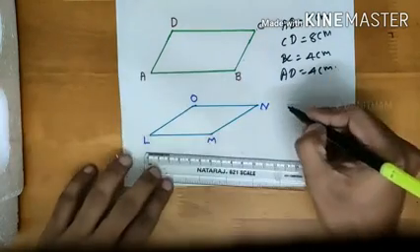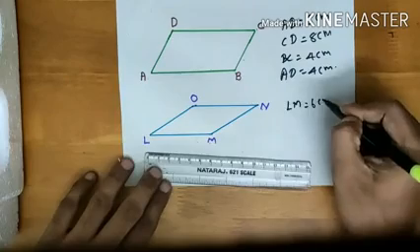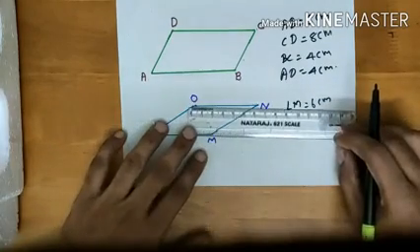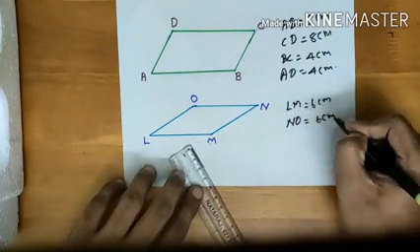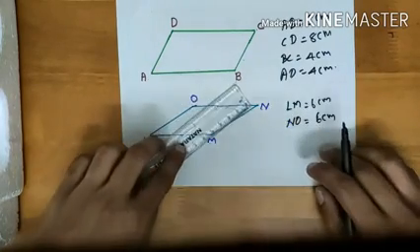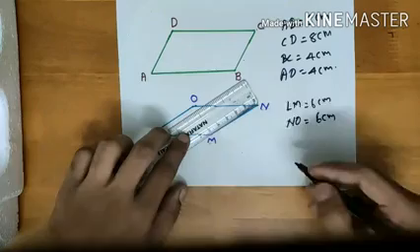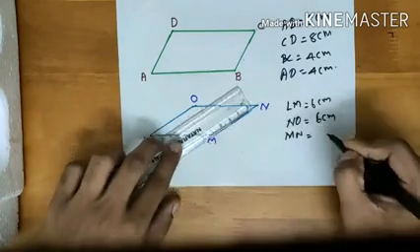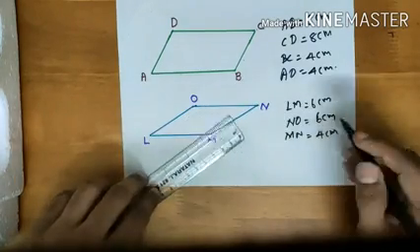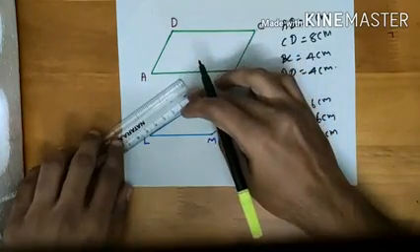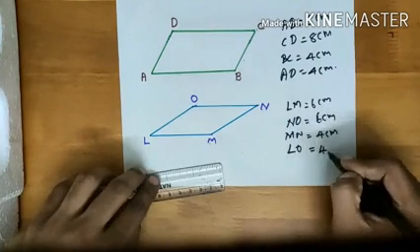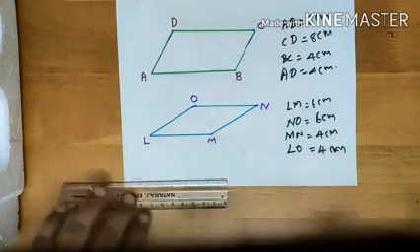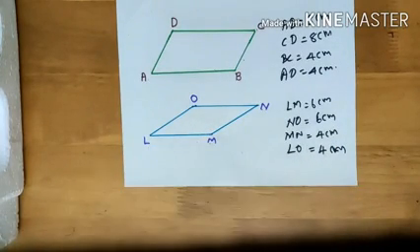LM equal to 6 centimeter. And its opposite side NO. Yes, again NO equal to 6 centimeter. Now MN. MN equal to 4 centimeter. And what about LO? LO equal to 4 centimeter. Okay. So can you see any speciality in this opposite side?